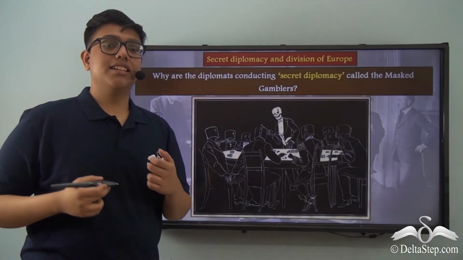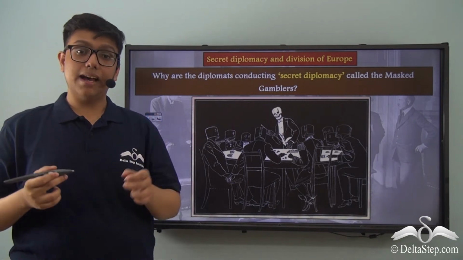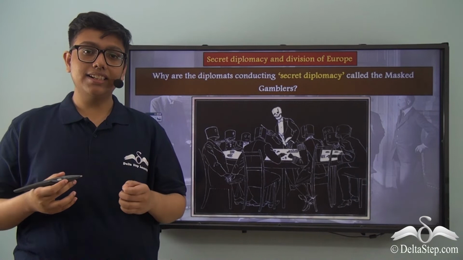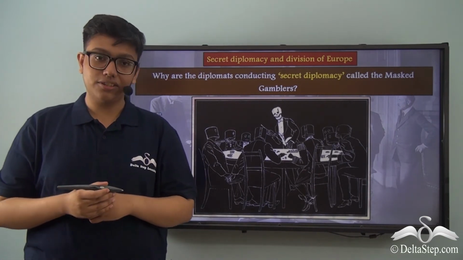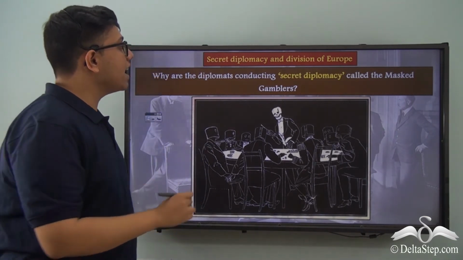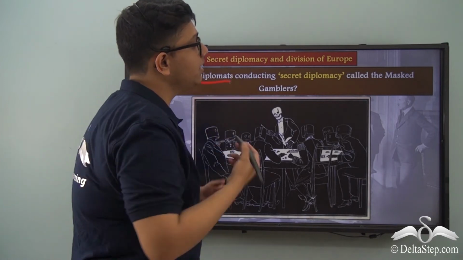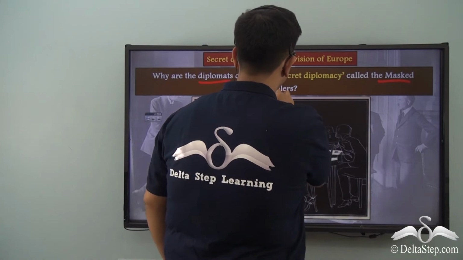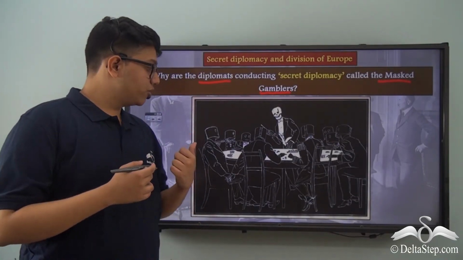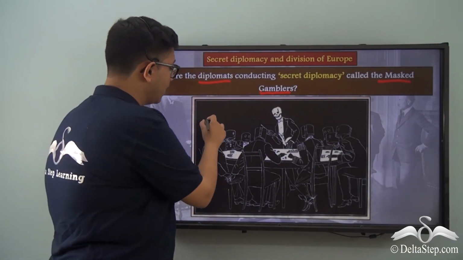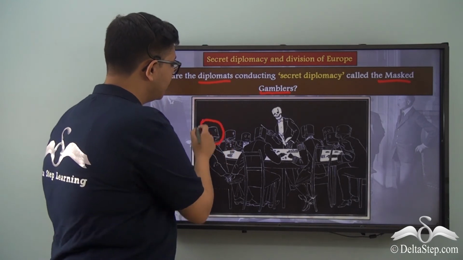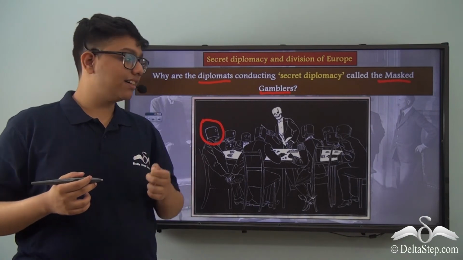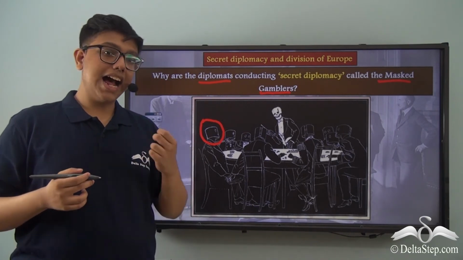Now look at this illustration, which is called the masked gamblers. Now we see over here that diplomats are conducting a secret diplomatic negotiation. But can you tell me why the diplomats who are conducting secret diplomacy are being called the masked gamblers? If you look closely, you can see that these diplomats are actually wearing masks, which shows that they cannot reveal the discussions that are being done at these meetings.